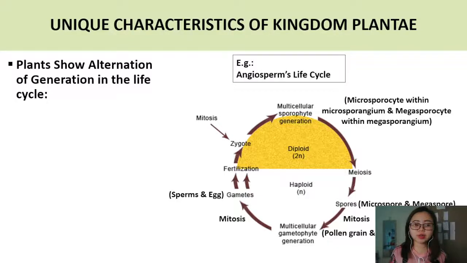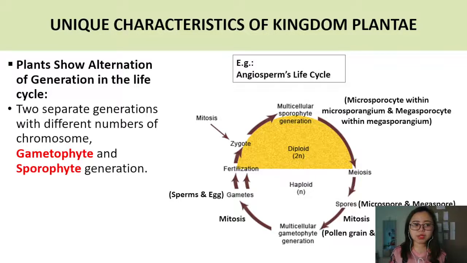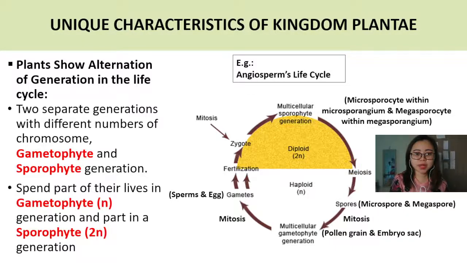All right, okay, so now we're going to go into the slide that explains a little bit more about this alternation of generations. So when we say plants show alternation of generations in its life cycle, we mean that there are two separate generations with different numbers of chromosomes, which is gametophyte and sporophyte generation. Plants will spend part of their lives in the gametophyte haploid generation and part of their lives in a sporophyte diploid generation. Okay, so this is a diagram that illustrates that as well.